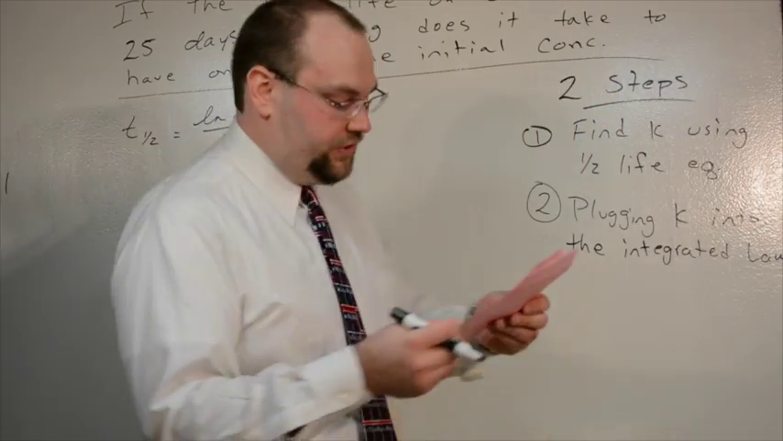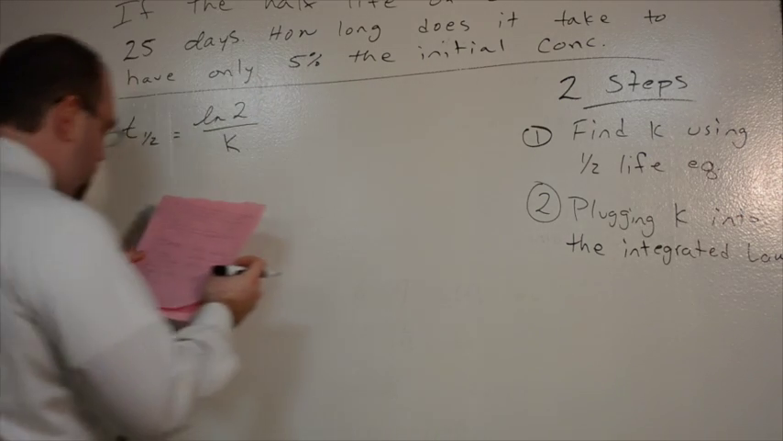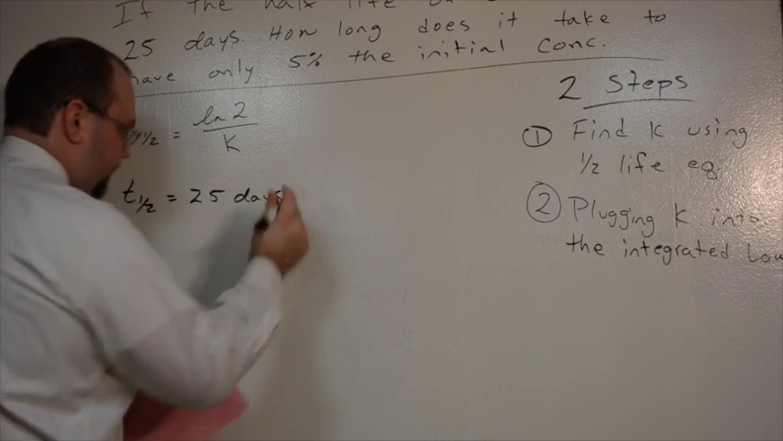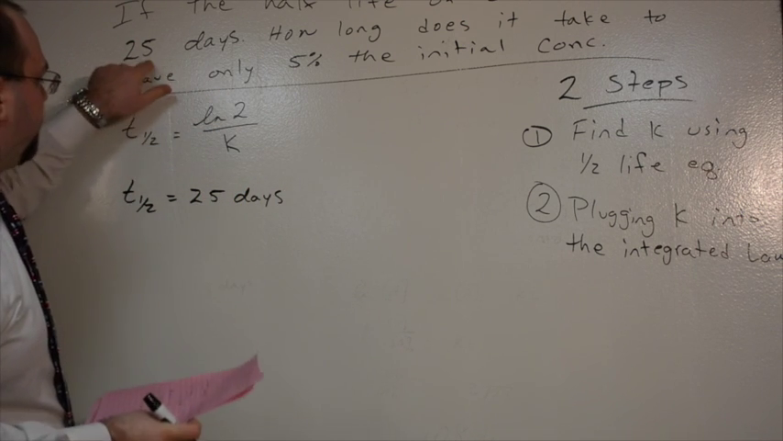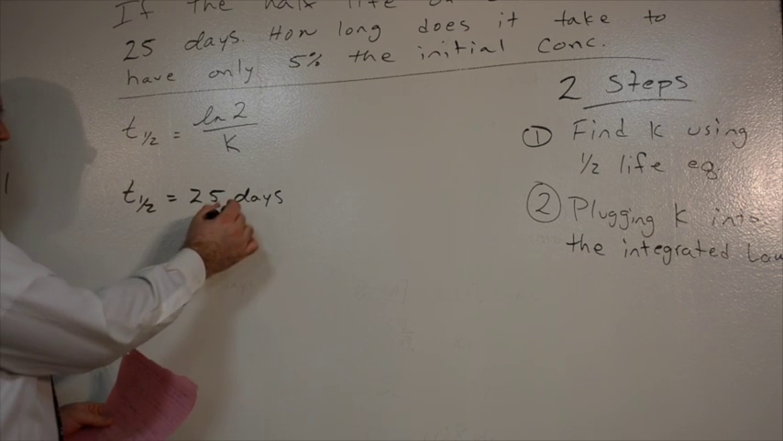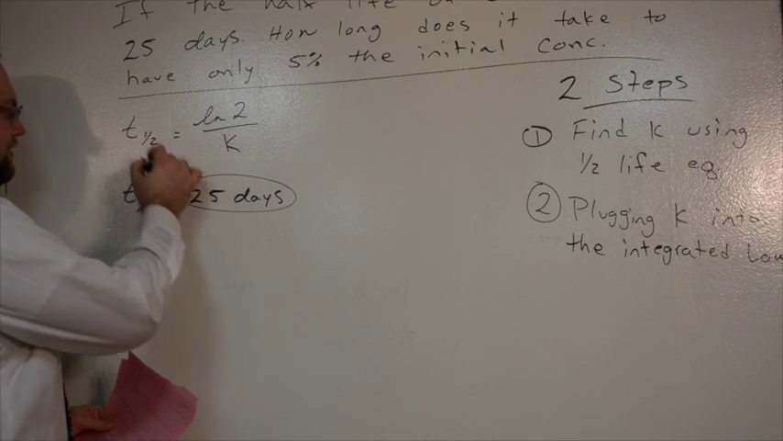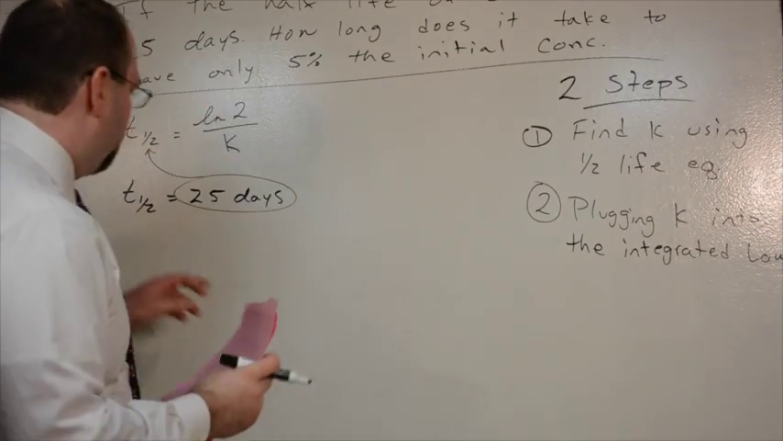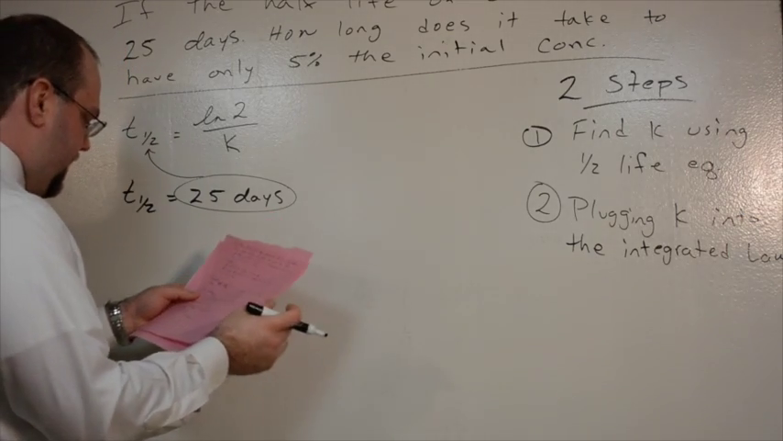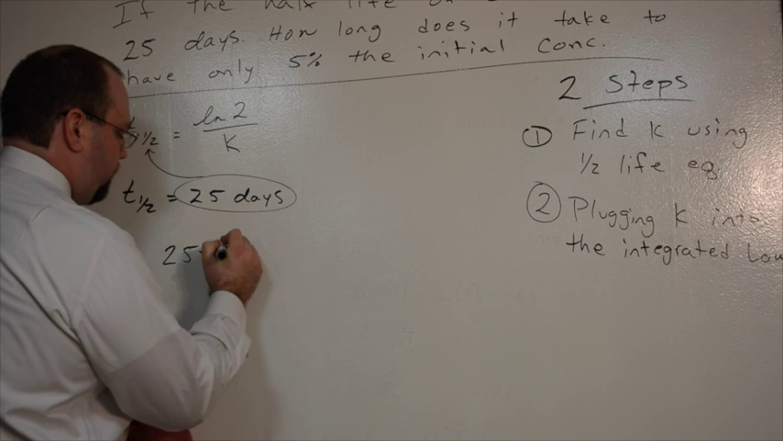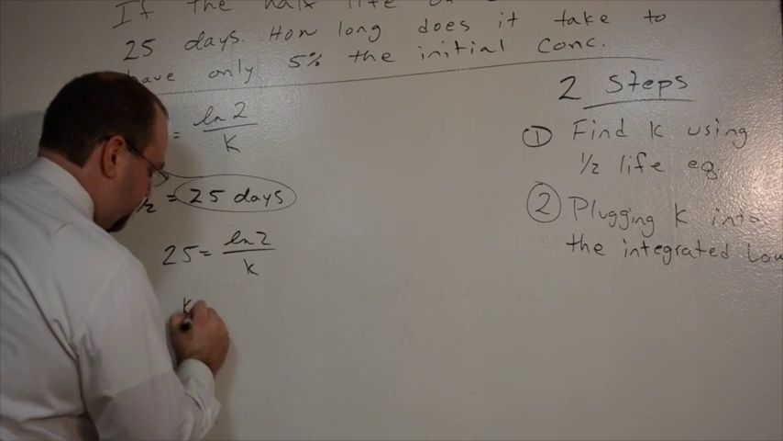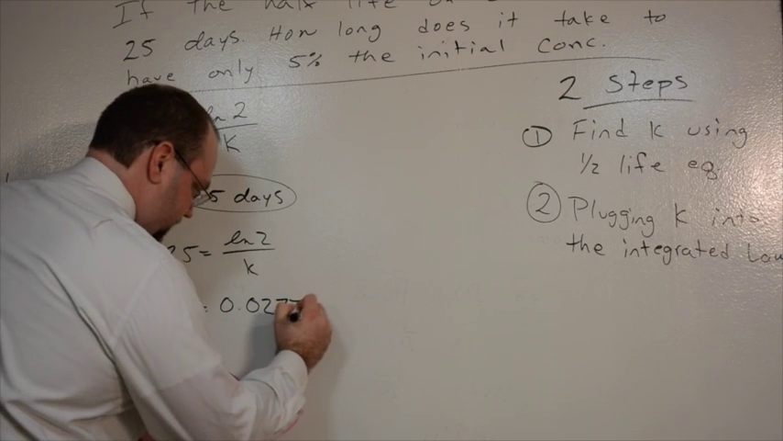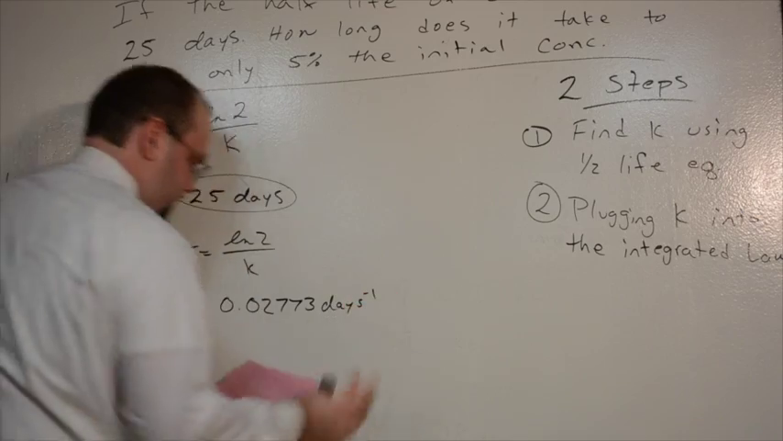Okie dokie. So let's talk about what we have here. We know that the half-life is 25 days. I got that from my problem. If t1/2 is 25 days, I can just plug this in right here, and I can easily solve for my k value. That's not too bad. I have 25 equals ln 2 over k, and then just a simple rearranging, I get k to equal 0.02773 days to the negative 1.